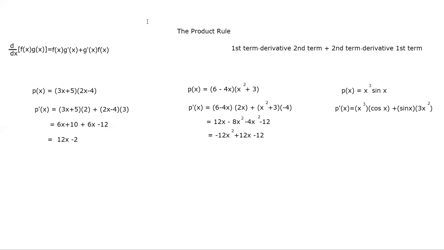Okay, so here, we come back, we're going to say x cubed times cosine x. Now, this is the only thing. We wouldn't say sine x 3x squared. We want to write this correctly. We want to write it as 3x squared times sine x. All right.